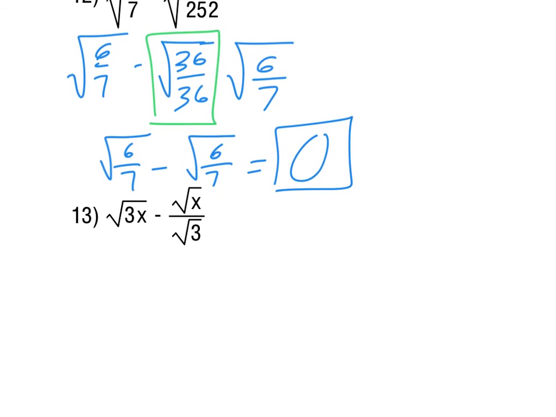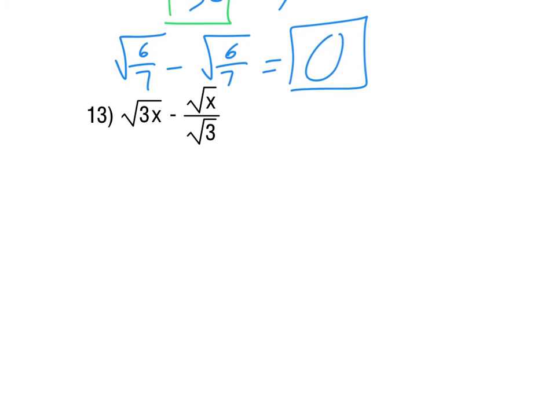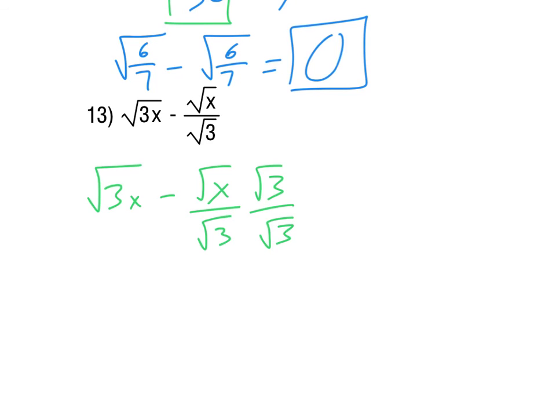Now looking at number 13, we've got the square root of 3x minus the square root of x over the square root of 3. There are a couple different ways you could handle that. I think what I would probably do is first rationalize the denominator for the square root of x over the square root of 3. Just leaving that square root of 3x alone, we've got the square root of x over the square root of 3. To rationalize, multiply by the square root of 3 over the square root of 3. So we get the square root of 3x minus the square root of 3x over 3.